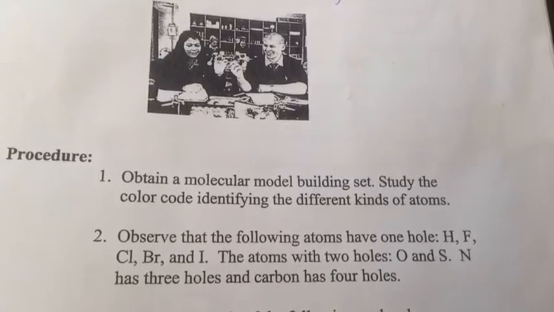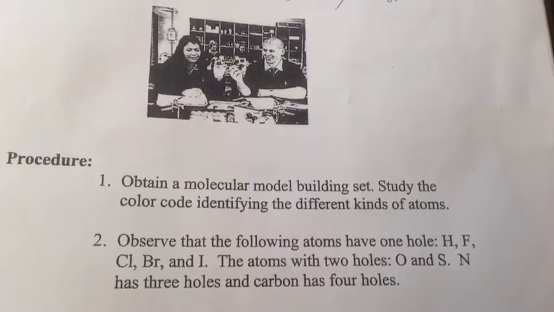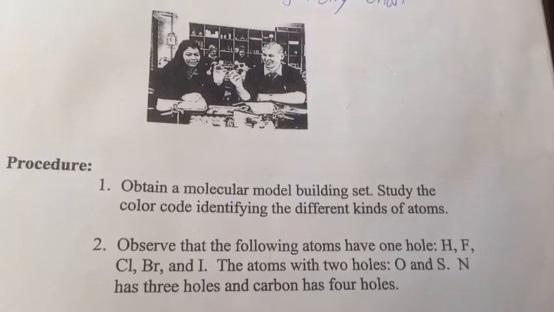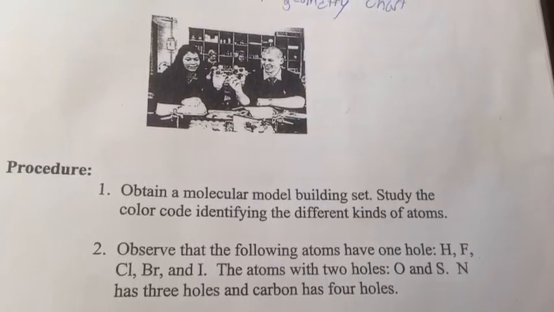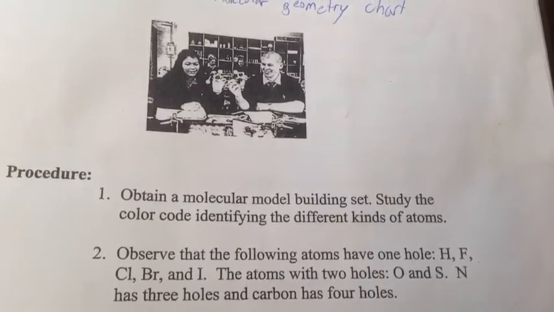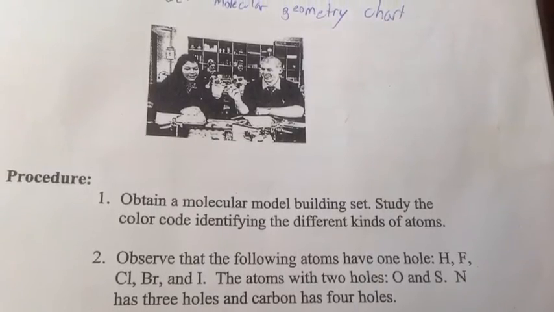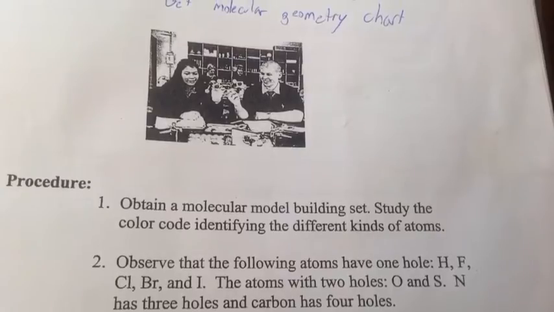Second, you must observe that the following atoms have one hole: hydrogen, fluorine, chlorine, bromine, and iodine. The atoms with two holes are oxygen and sulfur. Nitrogen has three holes and carbon has four holes.